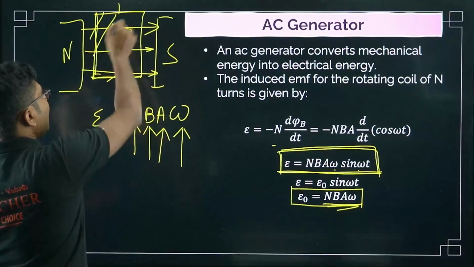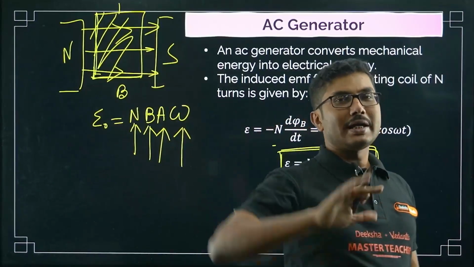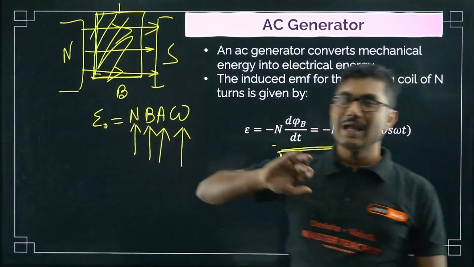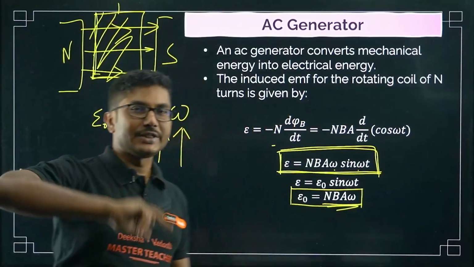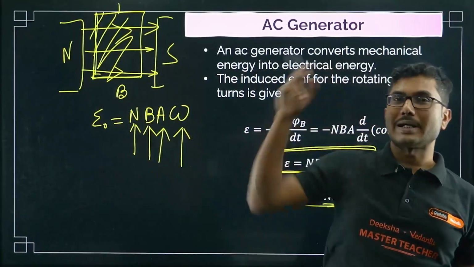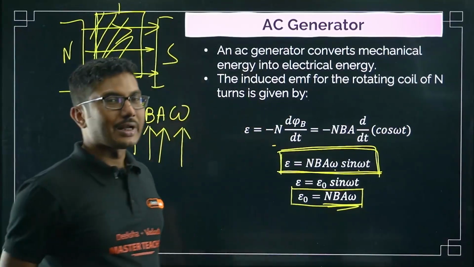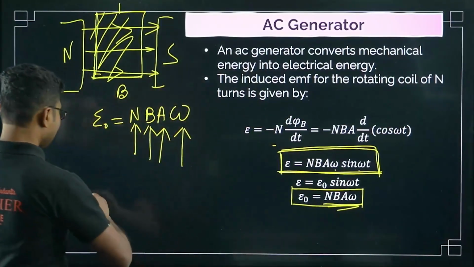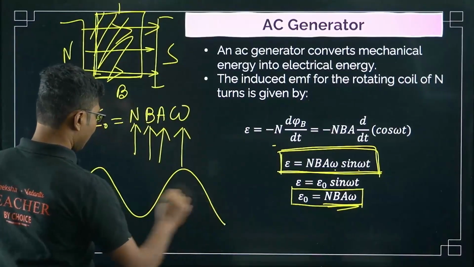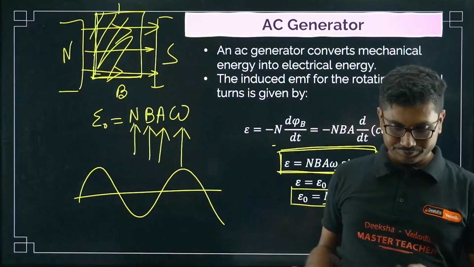So area into magnetic field is the flux linked with it, and every time it is rotating by an angle of 90 degrees, the flux becomes zero. So it is changing between maximum flux to zero flux, then zero flux to maximum flux. Again the same thing is repeating, and you are getting an AC current like this. This is the reason why it is called AC generator.